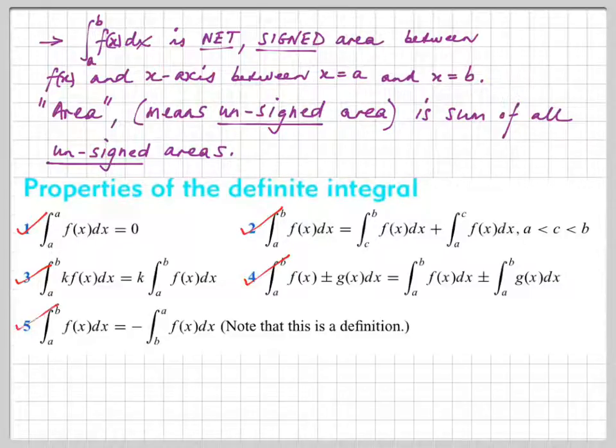Oh no, number 5, no problem. The integral of f of x dx from a to b is minus the same integral from b to a, okay? That's what I was just saying in the previous screen when I was talking about reversing the direction of x. That's what it does. It reverses the signed areas, so the whole thing becomes minus.